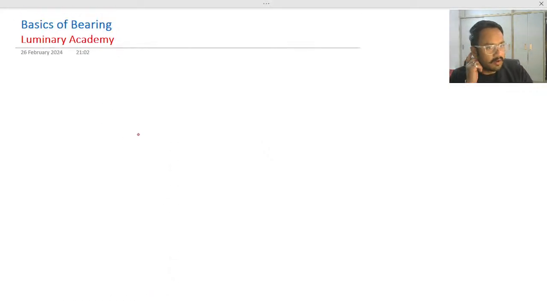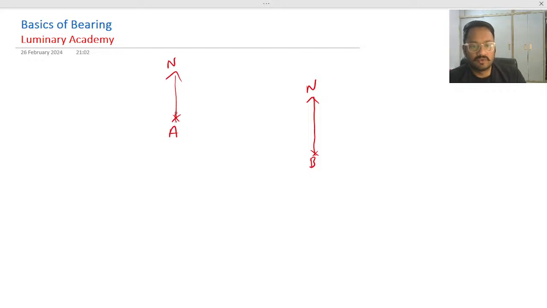Bearing is a measurement in a clockwise direction from the north. Suppose this is point A and this is point B. I'm marking it as A and B. Now you need to make a straight line like this. I don't have a scale and protractor here, so I'll try my best. You always need to make a north here. Whenever you measure, if I join the line between A and B, it is something like this.